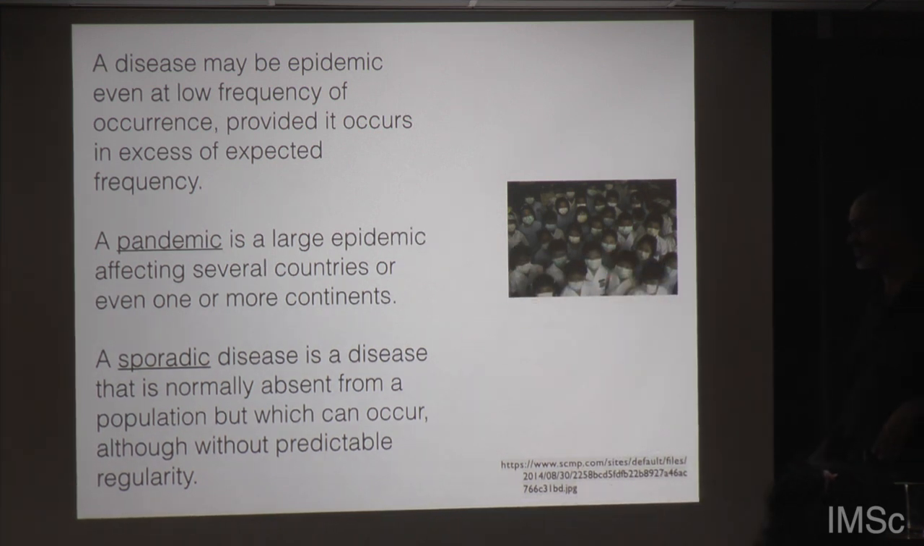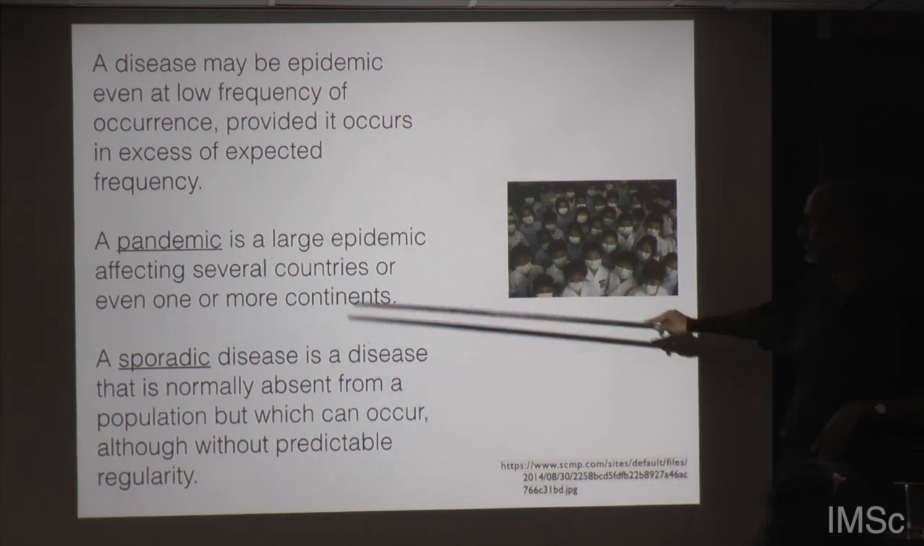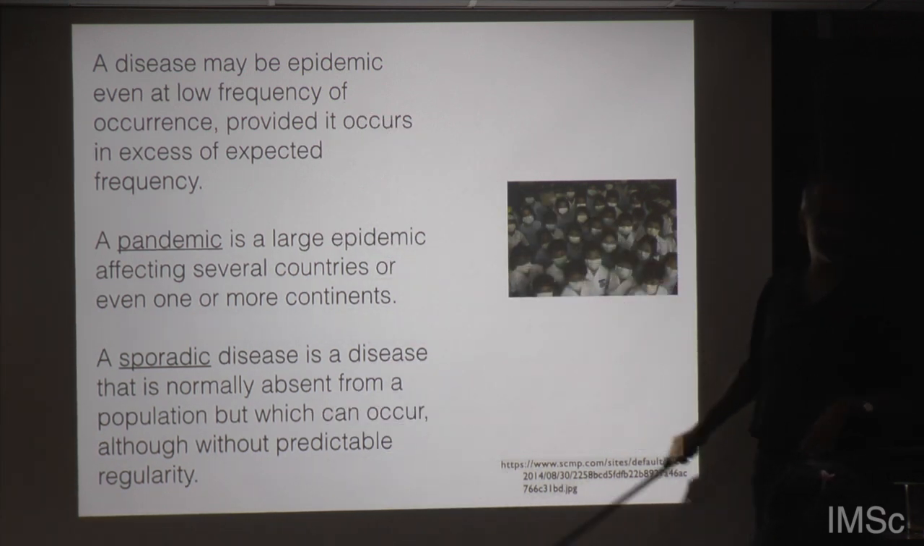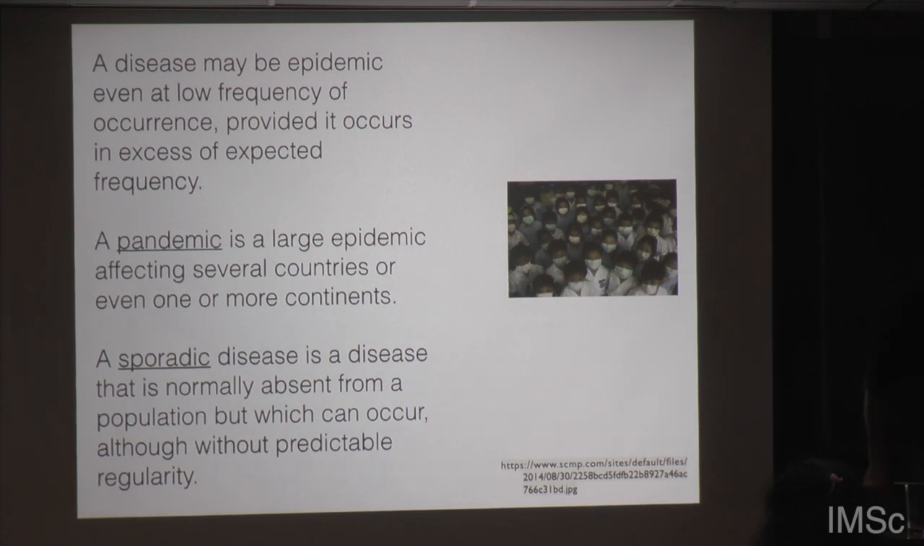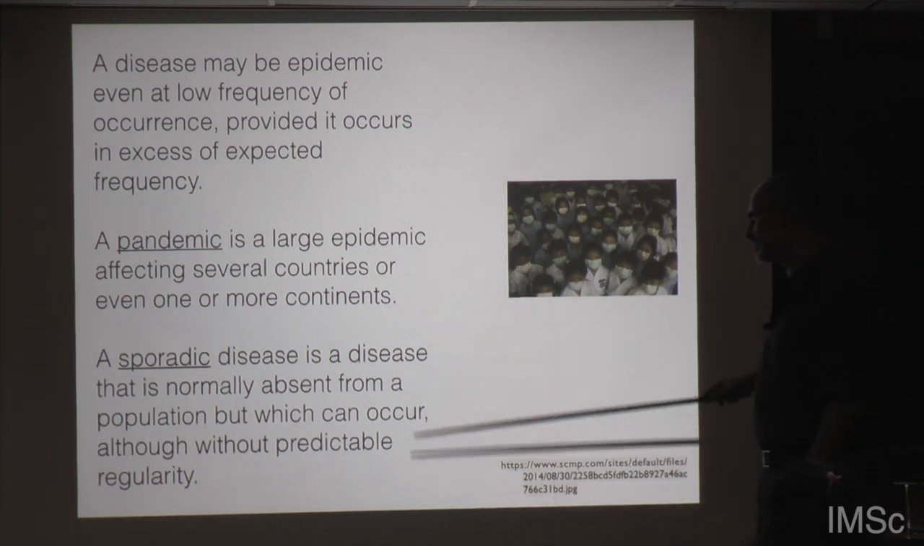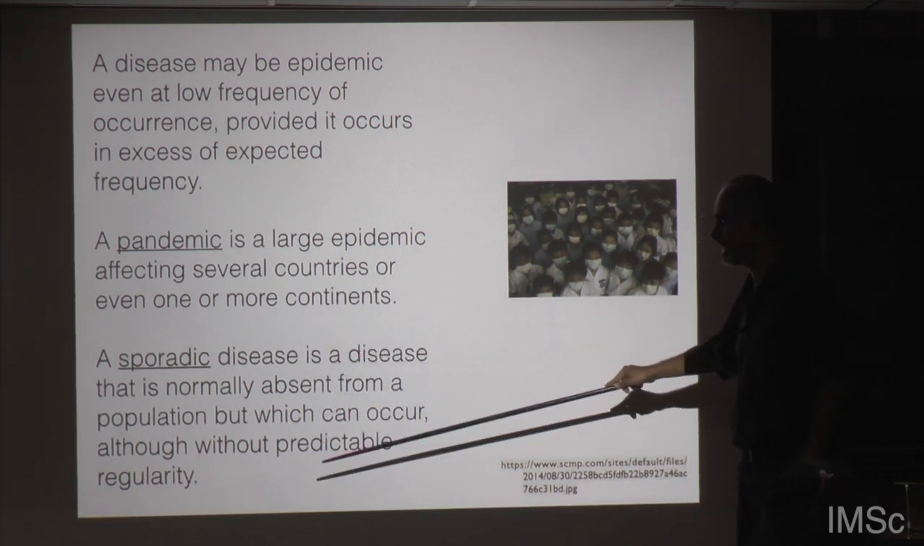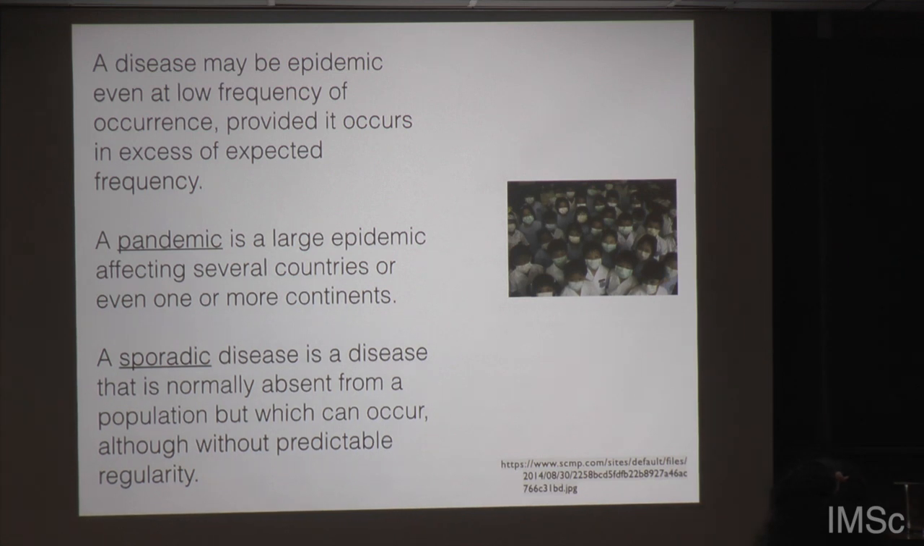A sporadic disease is something that sort of comes and goes. It's not somewhere in between an epidemic and not having a disease at all. It's when you have a low level of disease and a little peak here, then it comes down, a little peak here, it comes down. Again, this is a term that is sometimes used but not very popular in the literature.